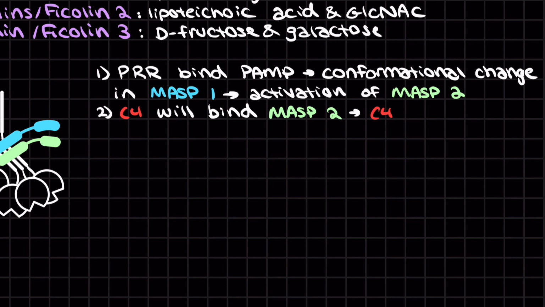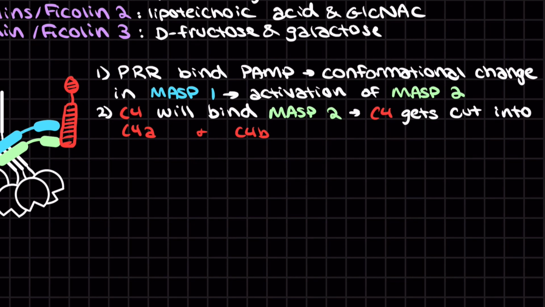So C4 gets cut into C4A and C4B. And I left a little bit of space for a reason, because here is our C4. Looks something like this. And remember that our complement proteins always have a large subunit and a small subunit. And because C4A is not one of our exceptions, that means that C4A is going to be our small subunit, and C4B is going to be our large subunit.